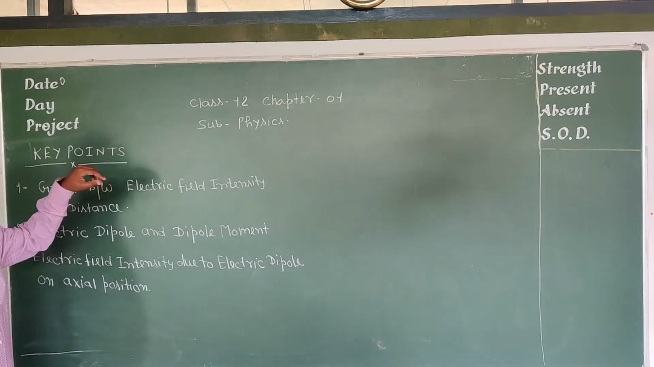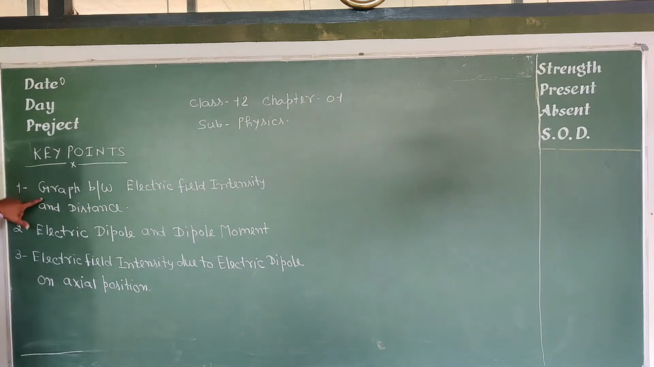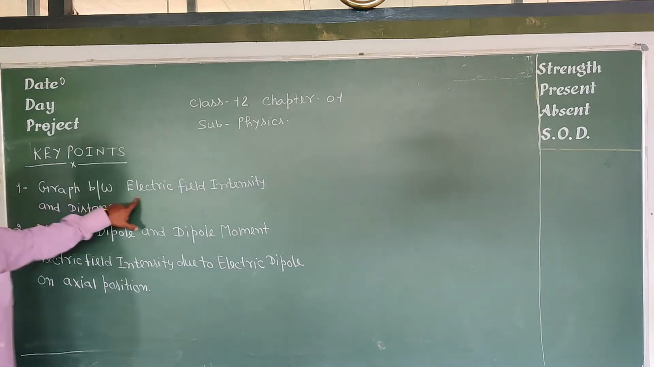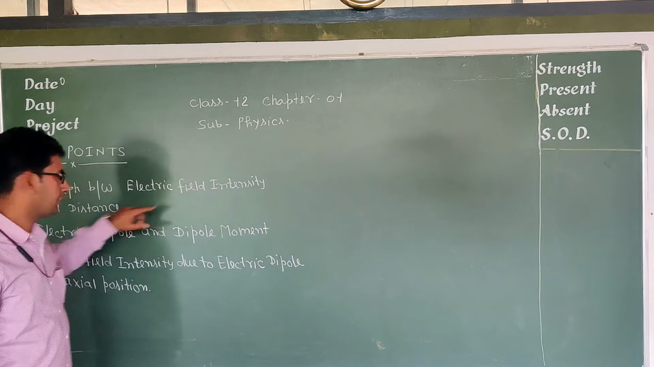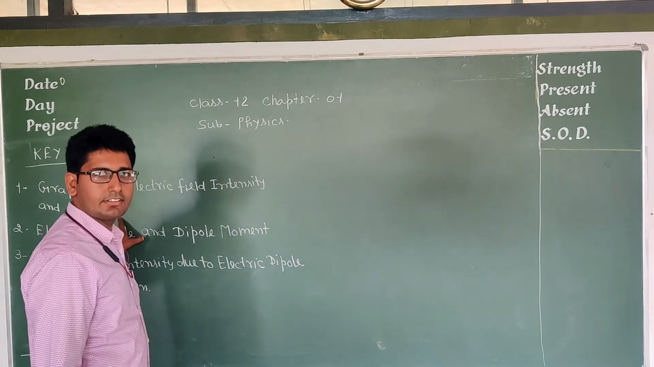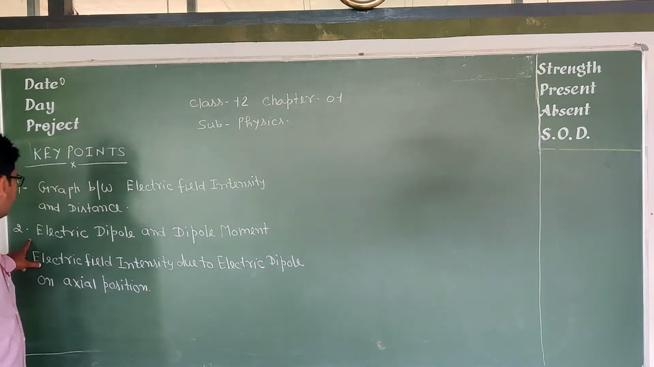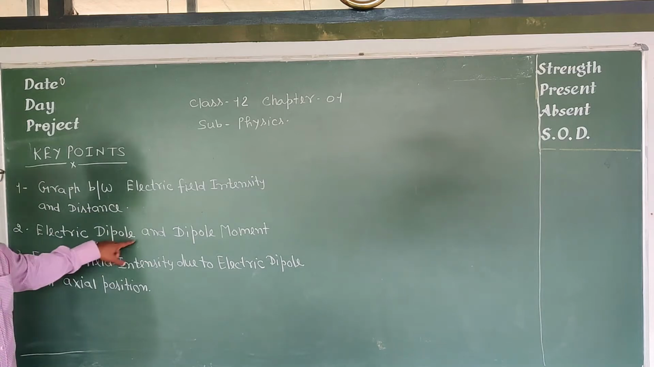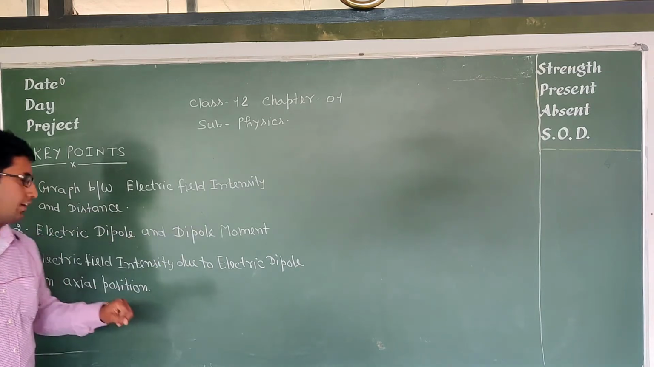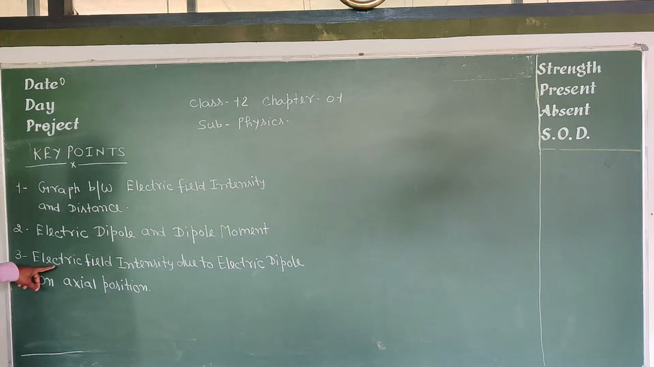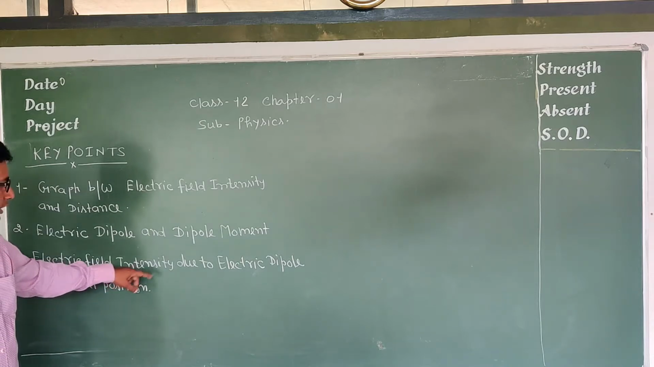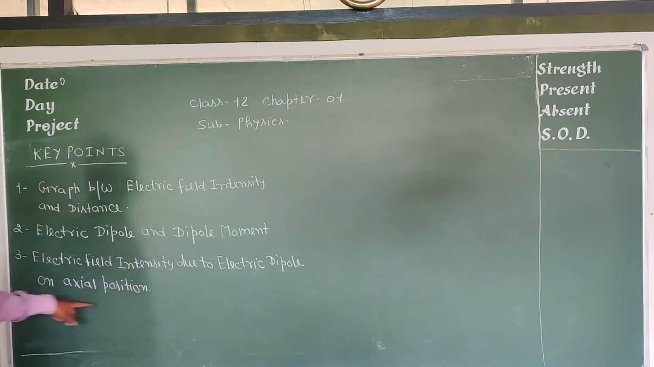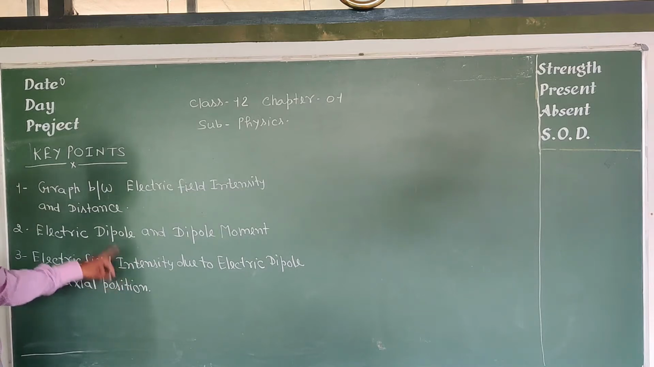Today I am going to discuss the graph between electric field intensity and distance. Second, electric dipole and electric dipole moment. And third, electric field intensity due to electric dipole on axial position. The first, graph between electric field intensity and distance.